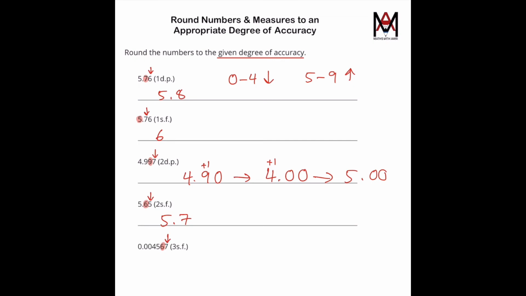Because of the 7, again, the 6 rounds up, so this would just be 0.00457. So the 6 turned to 7, not because the next digit is a 7, only because it lied in that category. The 7 is too high, so it rounds the 6 up to 7.